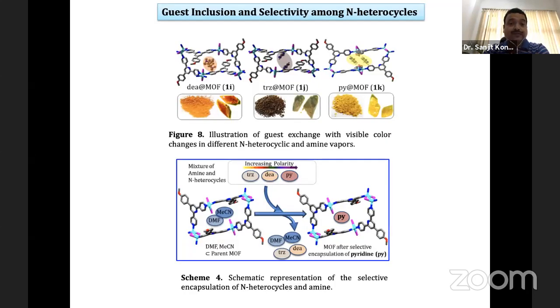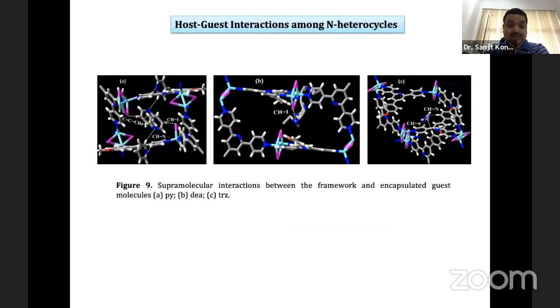Now coming to another class of molecules, the heterocycles. If you see diethylamine, triazine, pyridine, all of them give very distinct colors, and they can also be separated based on their order of polarity inside the cavity. So not only solvents, not only halobenzenes, this material can also detect, identify and separate this class of N heterocycles.